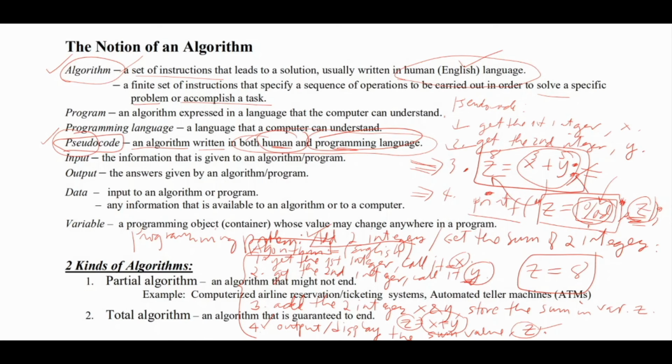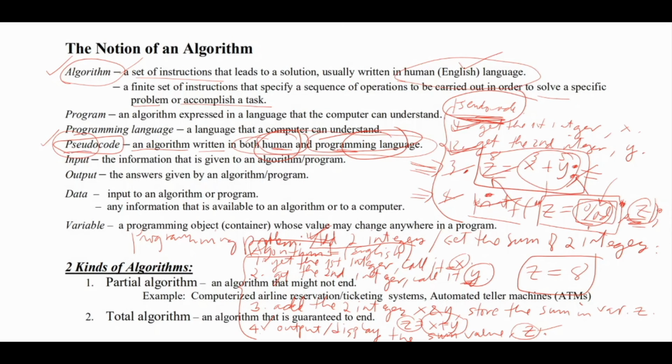So notice that the first two instructions are written in English language, and the third and the fourth are written in C programming language. So we call this a pseudocode because the instructions are written in mixed languages, human and programming language. So it's called pseudocode because it's not a real code, because only these two instructions are in C programming language, while these first two, number 1 and number 2, are still in English language.